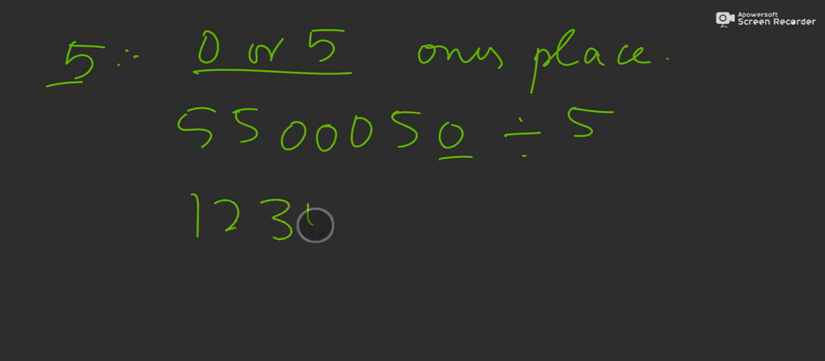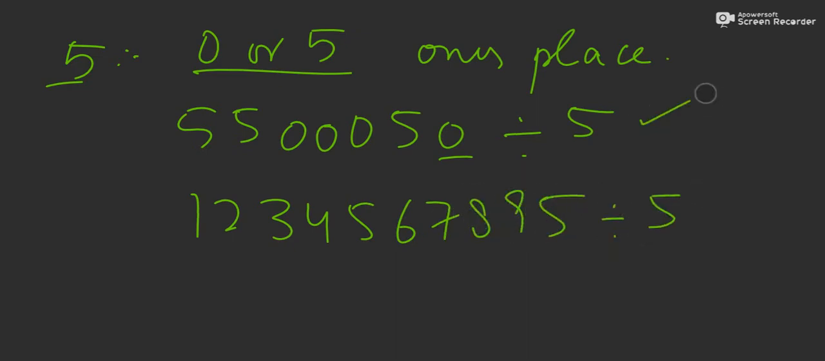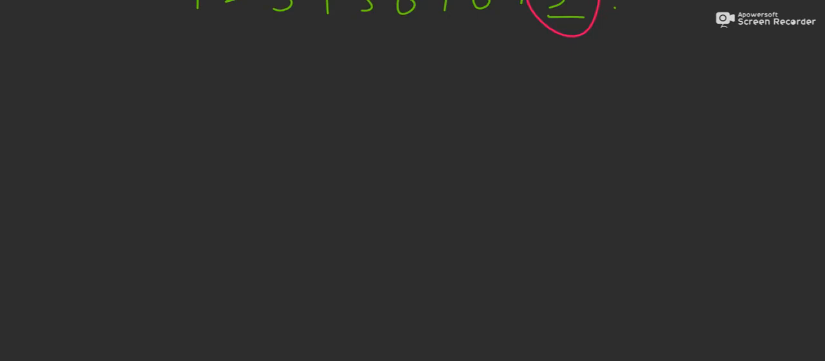1234567895. Can this be divided by 5? Yes, because the last digit is 5. But without 0 or 5 in the ones place, we cannot say that the number can be divided by 5. Only if 0 is there or 5 is there, then the number can be divisible by 5. Now moving to the divisibility rule of 6.